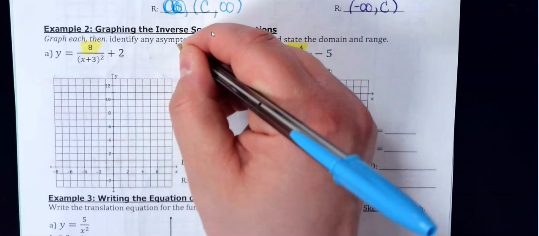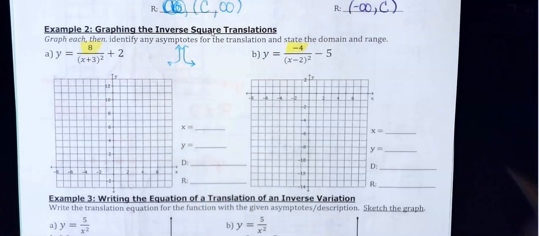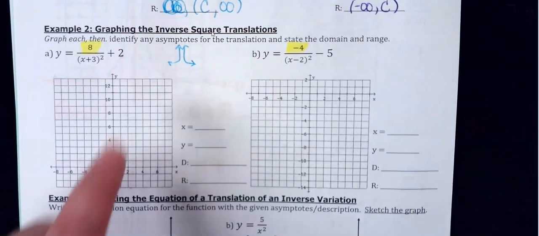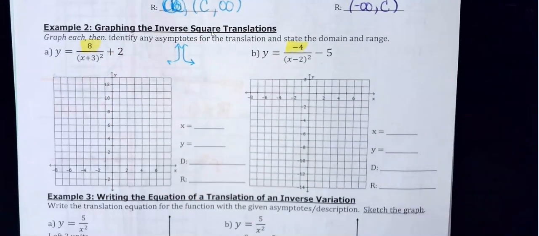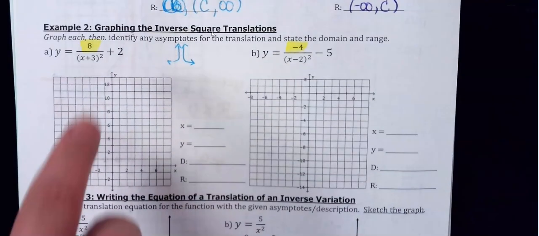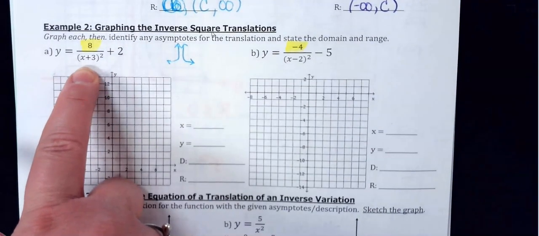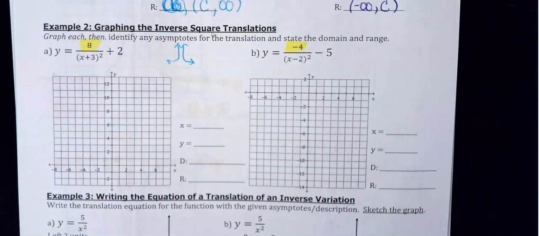So if I have 8 on the top, I automatically know both of my branches are going to point up, they're going to go the same direction. I just need to use the other numbers in that equation to tell me how to shift my X and Y axis. So how would I move if I have X plus 3 squared in the bottom and then a plus 2 on the outside? Like left, right, up, down, how would that graph move? Yeah. Exactly.